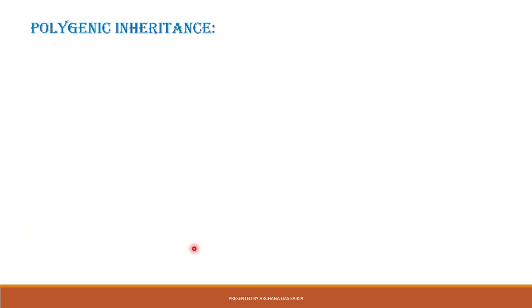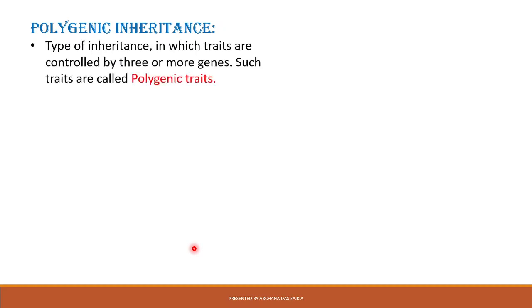Now let us go to the second concept, that is polygenic inheritance. What is polygenic? As I told you, many genes, one effect. It is a type of inheritance in which traits are controlled by three or more genes. Such traits are called polygenic traits.